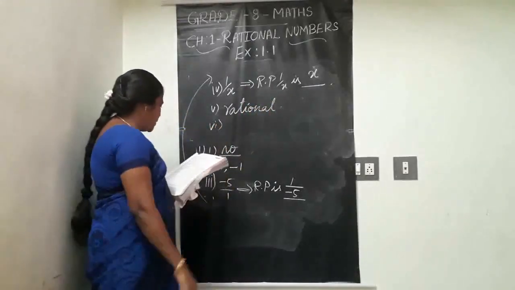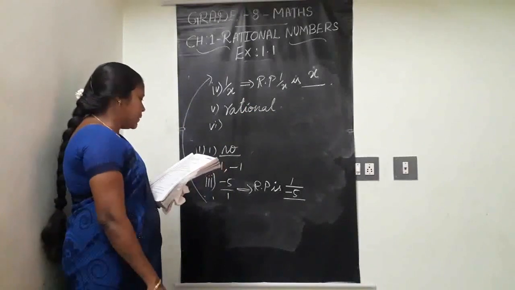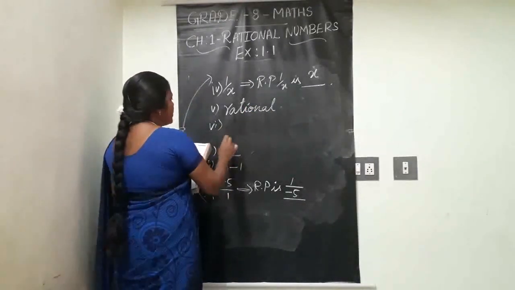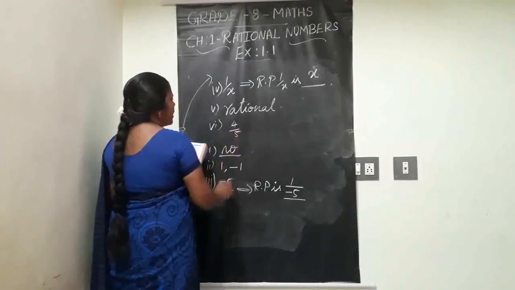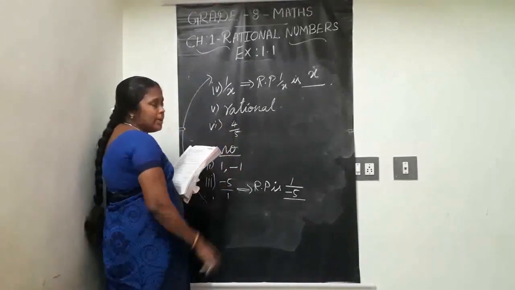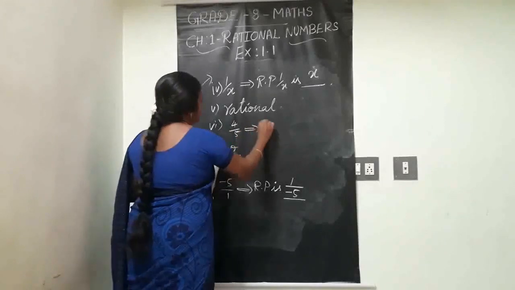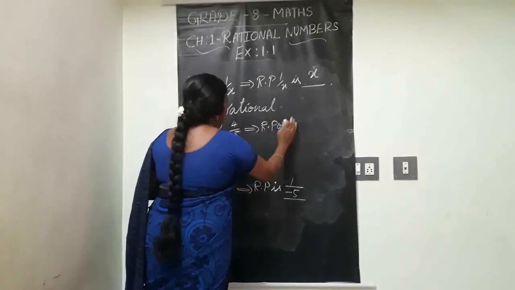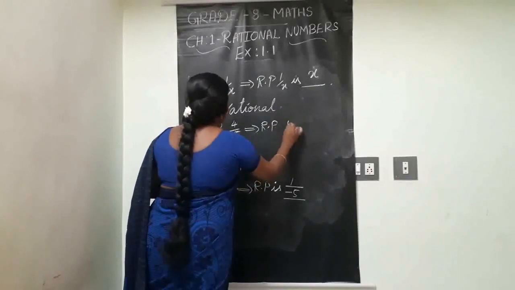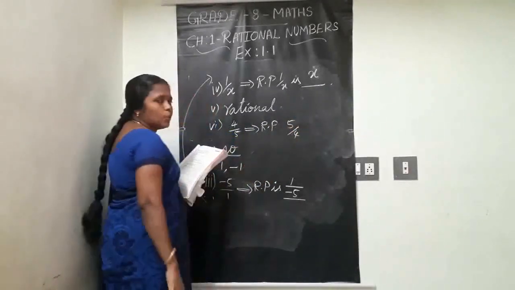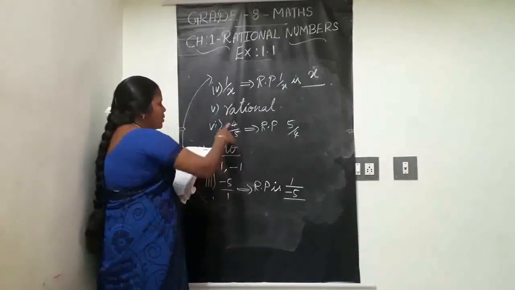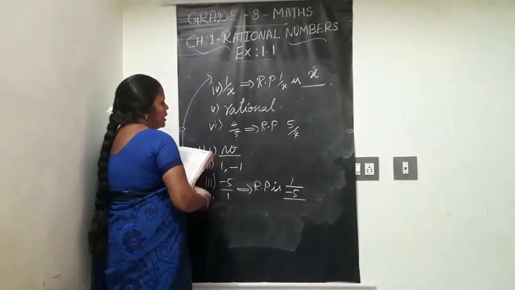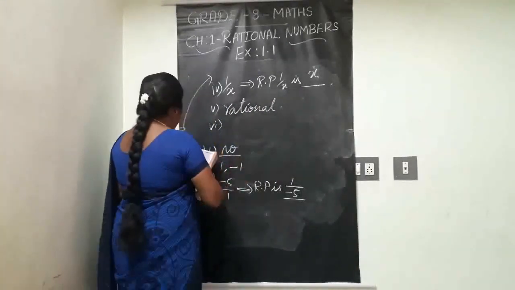Okay, last question. The reciprocal of a positive rational number is dash. For example, 4 by 5 is a positive rational number. What is its reciprocal? The reciprocal of 4 by 5 is 5 by 4. This is also positive only, no? Clear? So the reciprocal of a positive rational number is always positive only. The answer here is positive.